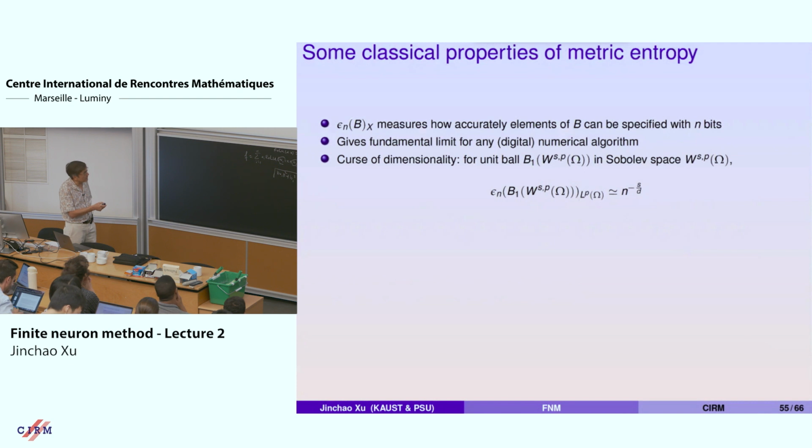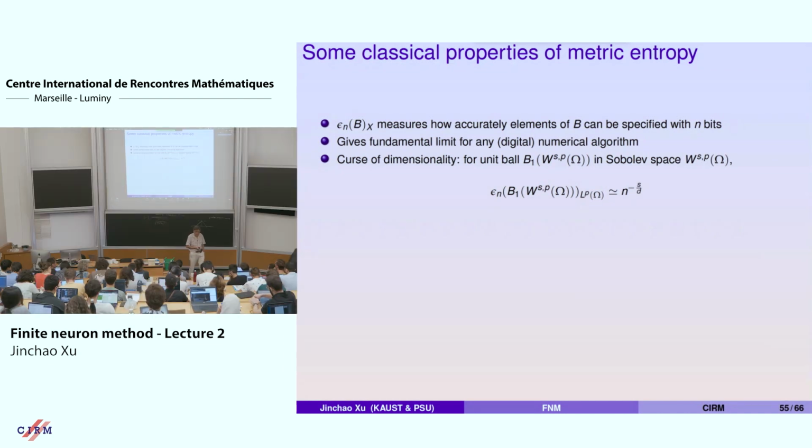Now, why is the Sobolev space not the right space, for example? If you take the metric entropy, if you have 2 to the n balls to cover the unit ball in W^{s,p}, you get n to the negative s over d power. If d is very large, the 2 to the n balls cannot do much of a good job. That's what people call the curse of dimensionality. This is because this Sobolev space with a fixed s is too big.